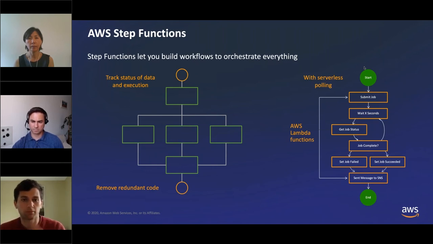In addition, NIBR benefited from features like try-catch and retry and exception handling to automatically perform cleanup or retries within their data processing applications. On the right-hand side, you'll see the serverless polling architecture that NIBR used. So this is when NIBR would use Step Functions to submit a job and then actually poll the status of that job to wait for it to complete. And then once it's complete, it can continue on with the application flow, whether it's a success or a failure.